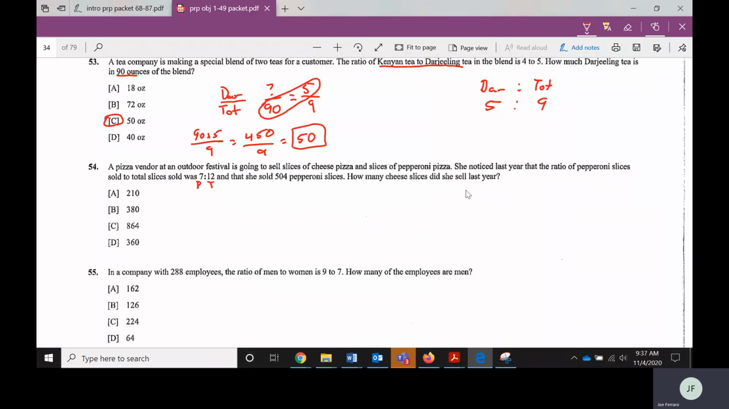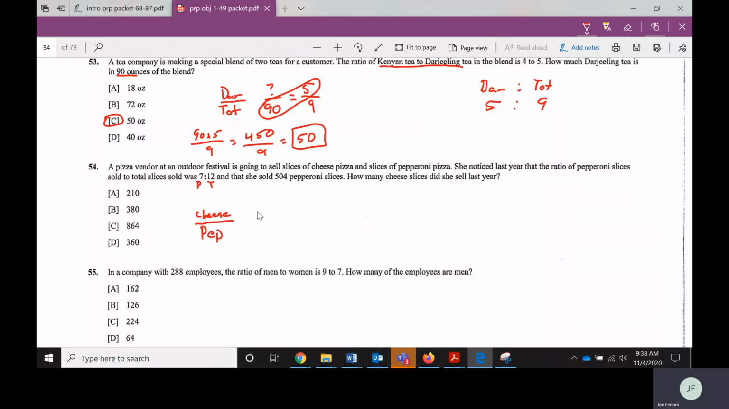Now, there is a way you could figure it out and then do subtraction and stuff, but I want you to have one method for all these problems. So let's do the same method. Let's figure out the unknown pair. The question is, how many cheese slices? That could go on the bottom, but it says how many cheese slices, and then we want to know when. It's how many cheese slices for what? Last year when they sold 504 pepperoni. So the unknown pair is, if you have 504 pepperoni, how many cheese do you have?